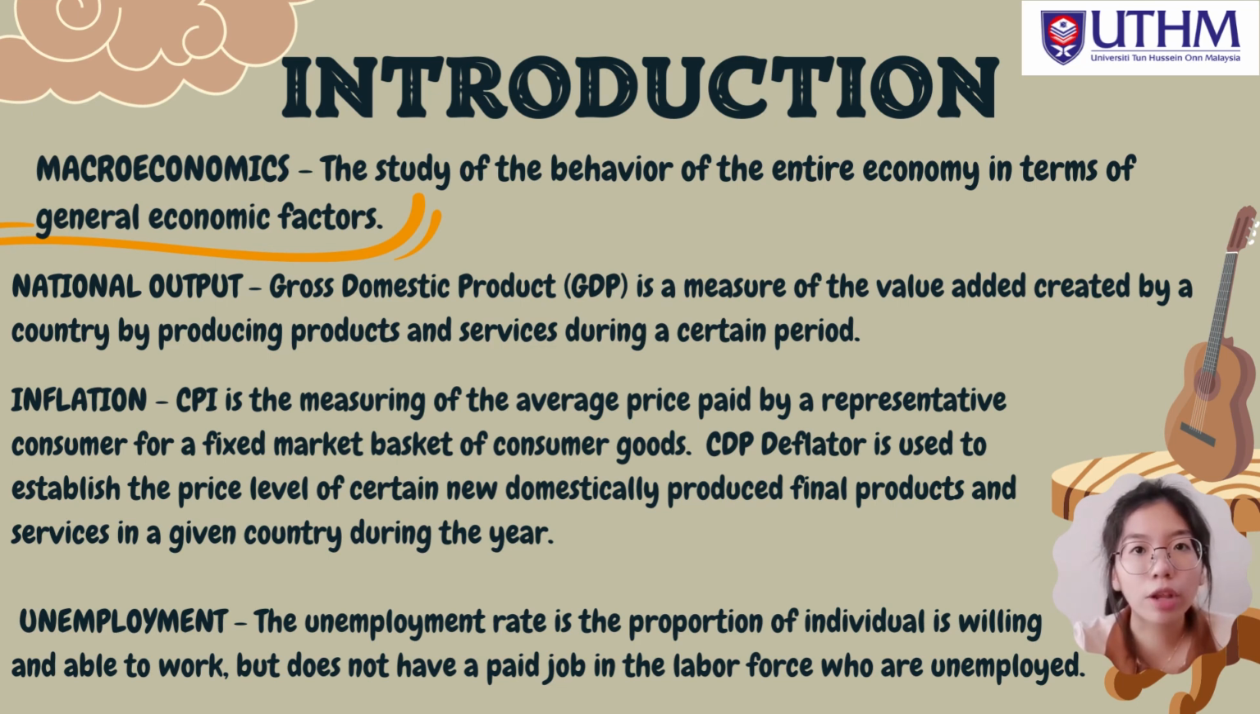The second is inflation. It is measured by CPI and the GDP deflator. CPI is the measure of the average price paid by a representative consumer for a fixed market basket of consumer goods, while the GDP deflator is used to determine the price level of new domestically produced final products and services in a given country during the period.